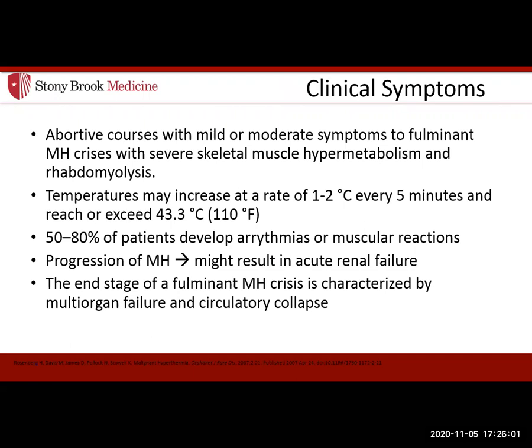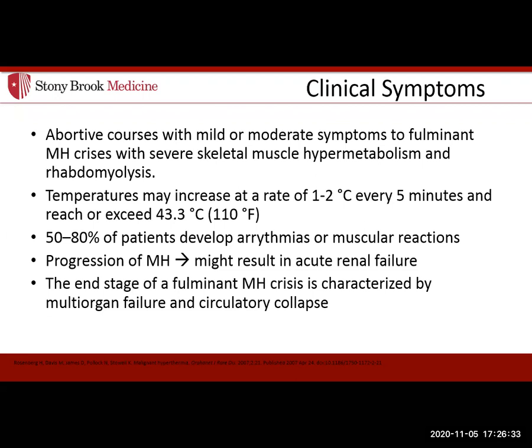So for our clinical symptoms, there are some instances where there are abortive cases of MH that just have mild or moderate symptoms. And these are usually the cases that are caught early on and they're given our reversal agent much earlier. But if that's not the case, these can blow into full fulminant MH crises, which have severe skeletal muscle hypermetabolism and rhabdomyolysis.